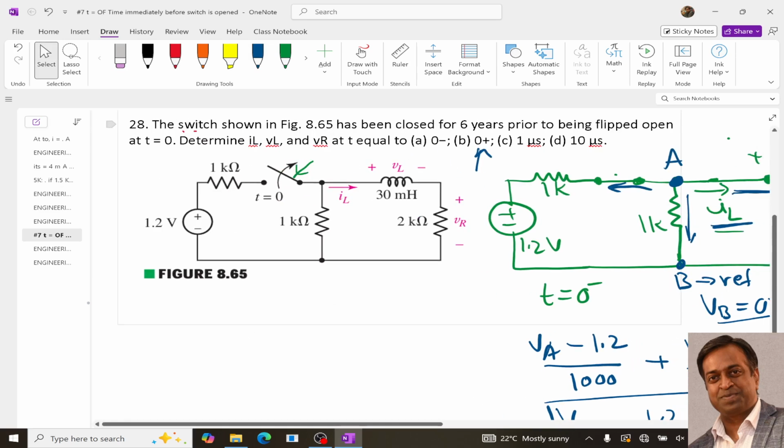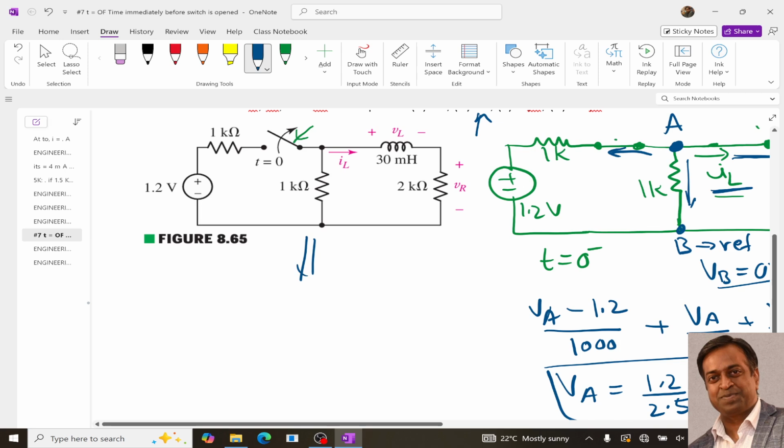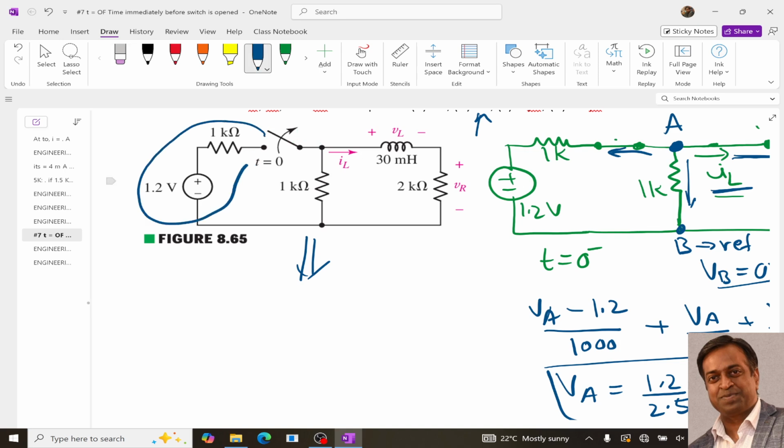Now to determine the values at 0 plus, let's draw the condition of the circuit at 0 plus. At 0 plus, this switch is opened. Since this switch is open, this part of the circuit is not connected with this part, so this part remains unconnected, and this voltage supply will not be able to supply any current.